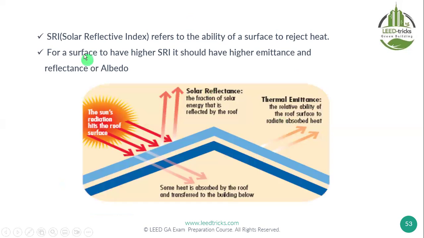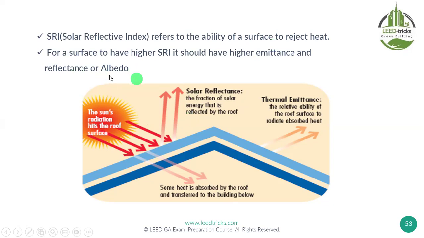Some people ask me, what is SRI? Solar Reflectance Index. It refers to the ability of a surface to reject the heat. So the higher the SRI, the better. What is the ability to reject the heat? For a surface to have higher SRI, it should have higher emittance and reflectance or albedo. So SRI means they emit more, they reflect more. Reflection we always call albedo.